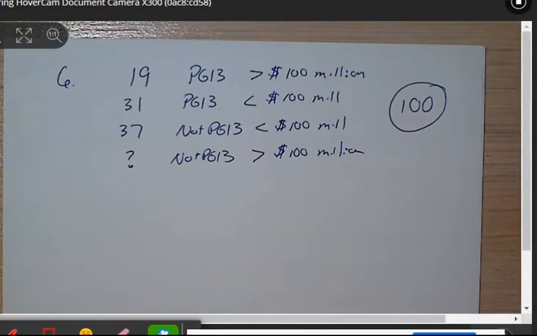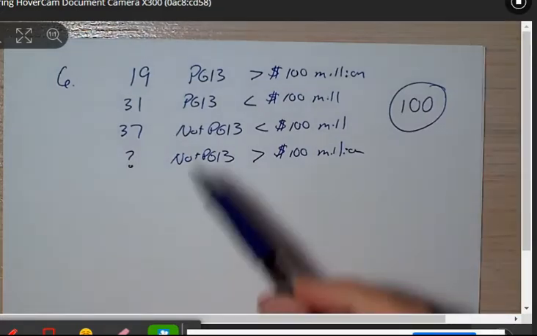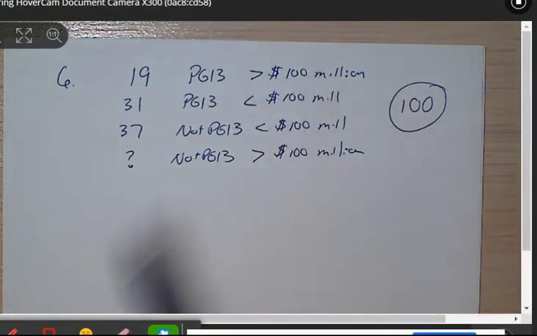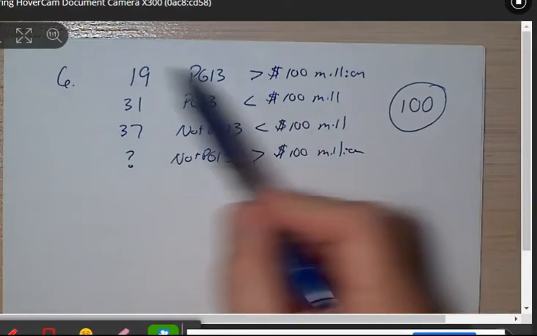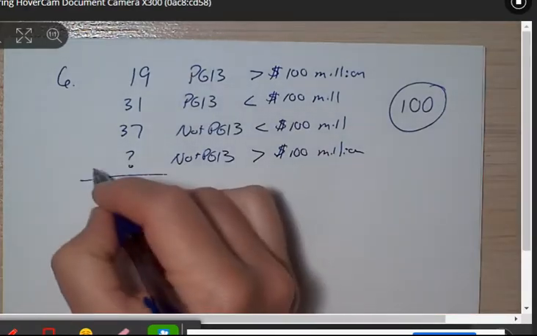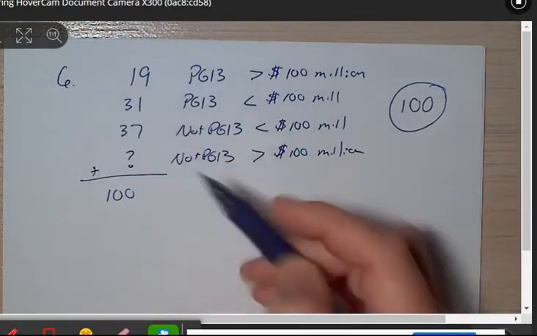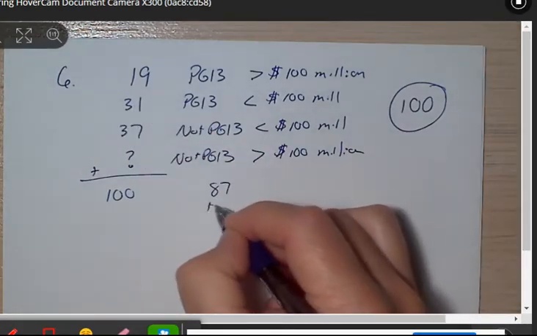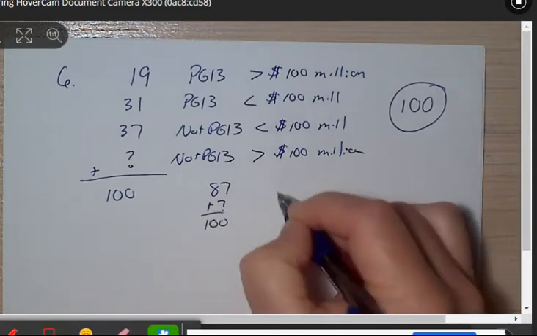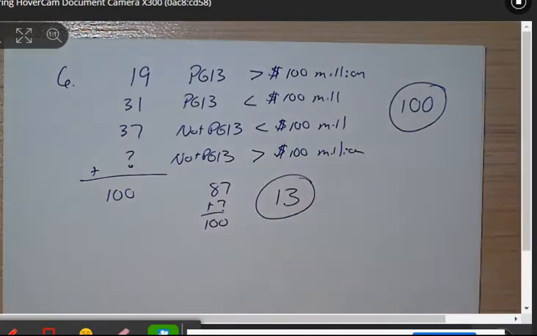So this is one of those where there's no overlap. It's either PG-13 and greater than 100 million or PG-13 and less than 100 million. So there's absolutely no overlaps with these. So basically we're just adding up all these numbers to make it out to be 100. Well, that's 50 plus 87. So 87 plus what equals 100? Well, there you go. It's 13 movies.